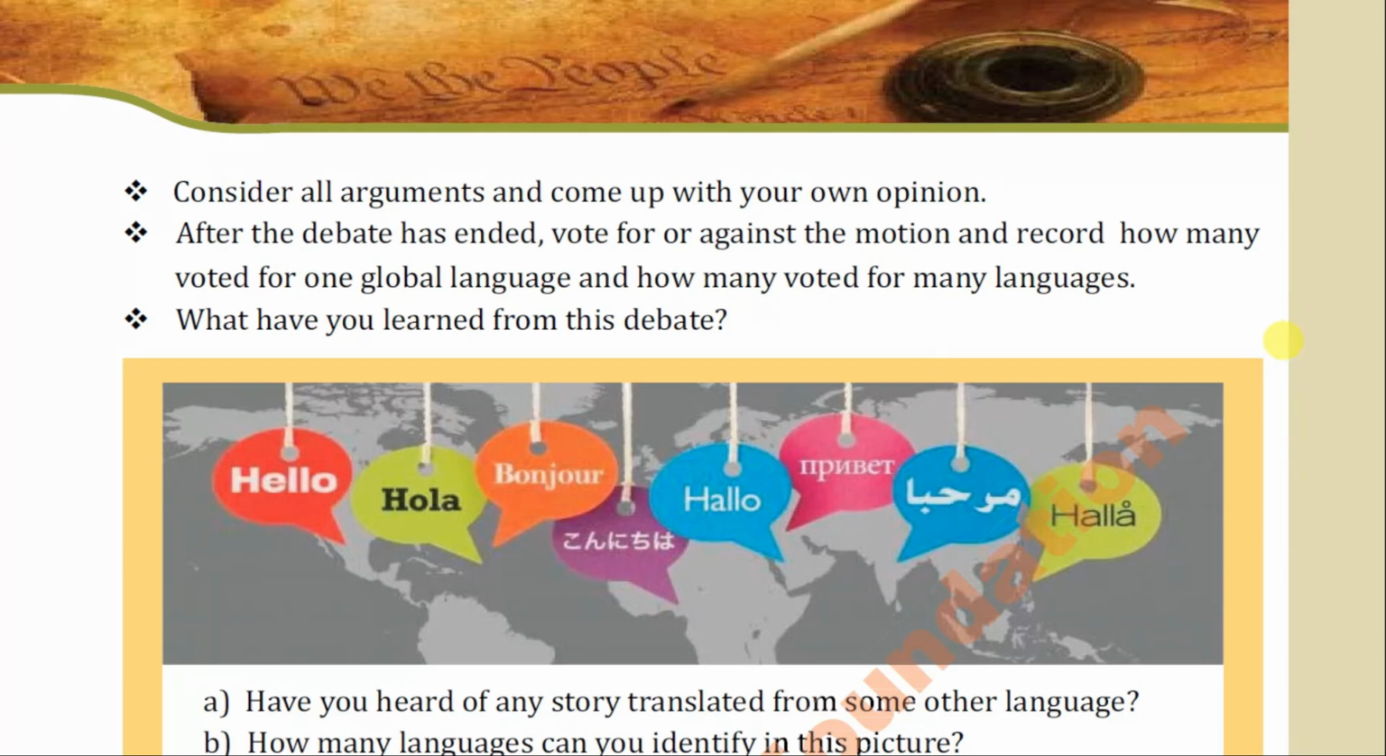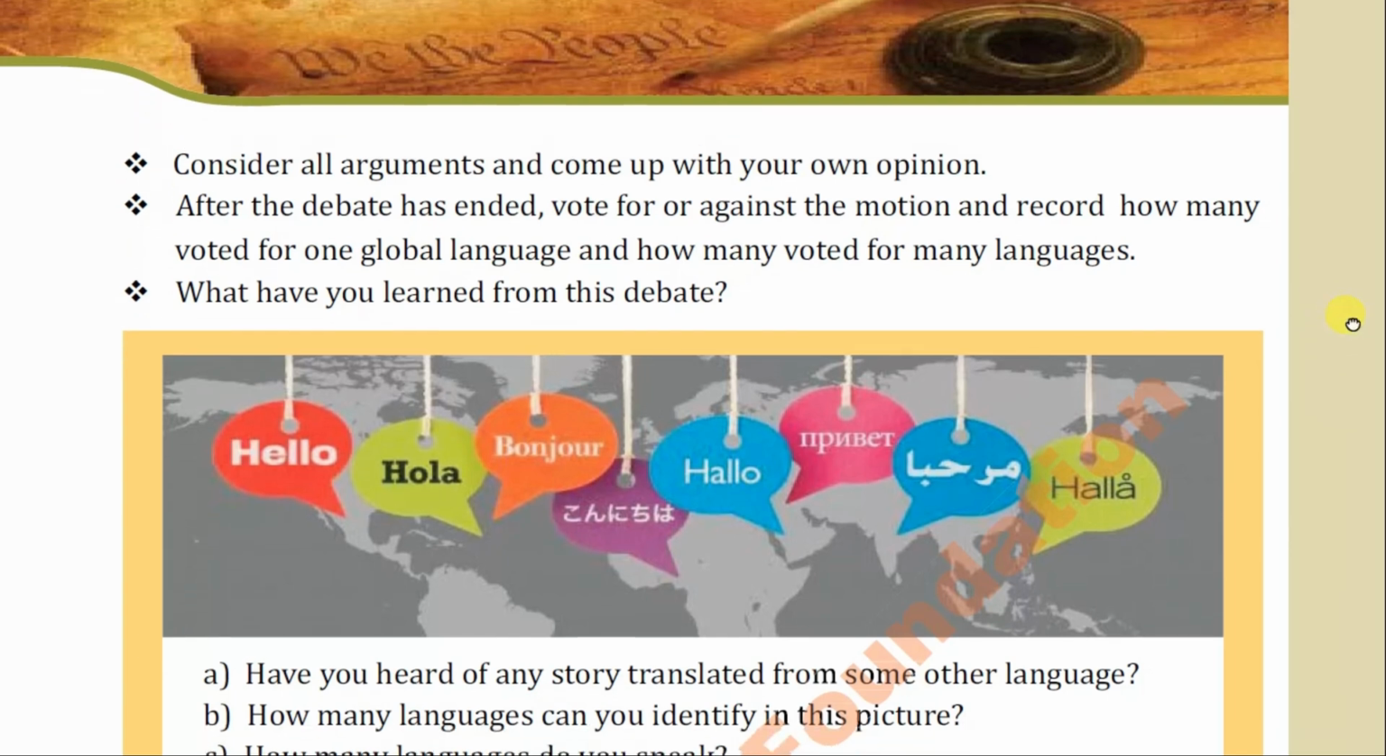After the debate has ended, vote for or against the motion and record how many votes for one global language and how many voted for many languages. So some people may be in favor of just one language in the world, and the other people may be in favor of many languages. Everybody has the right to have his or her own opinion, and everybody can vote for that, and these votes may be counted so that we may have a very successful debate in the classroom.